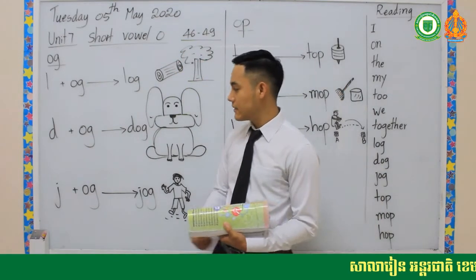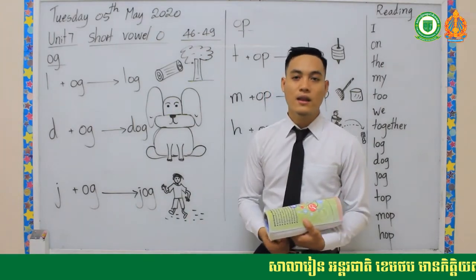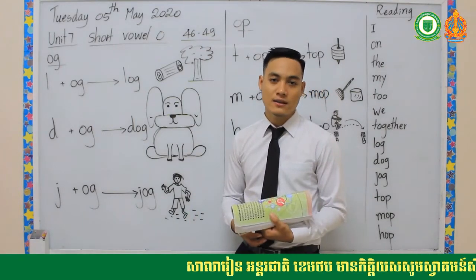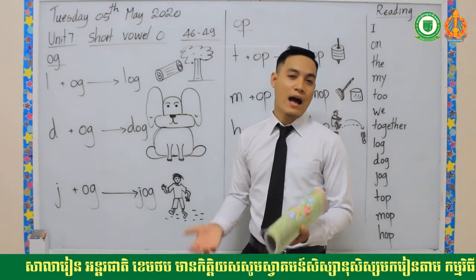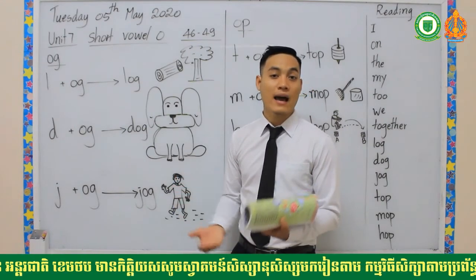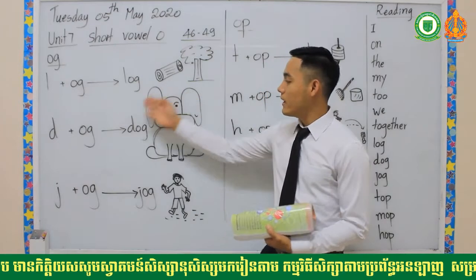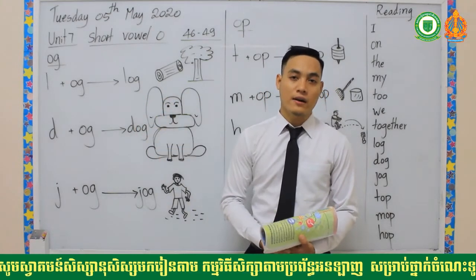Another word is the word dog. Dog. Do you have a dog? Yes, I do. No, I don't. I have a white and black dog. So over here is the pictures of a dog.